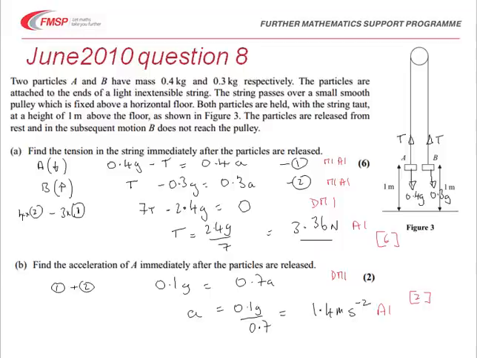It would be possible to answer this by working out the acceleration first, because it's probably an easier calculation to do, and then using substitution to evaluate T. The marks would be allocated in an equivalent way.